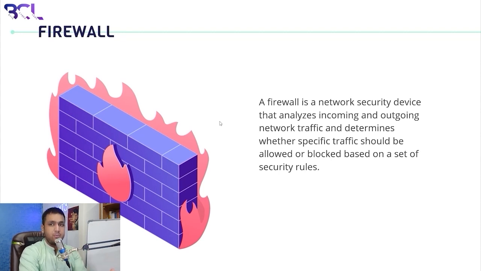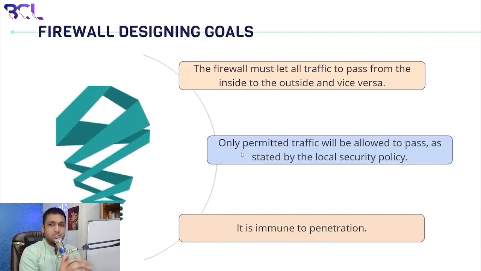There are different types of firewalls as well, and I'm going to explain them. But before that, let's understand the main goal behind designing a firewall. The firewall must let all traffic pass from inside to the outside and vice versa. There should not be a hindrance that the firewall creates itself. You can block some packets, but the firewall must not create a problem or hindrance in the flow of traffic on its own. There should always be smooth maintenance of it. Only permitted traffic will be allowed to pass, as stated by the local security policy.